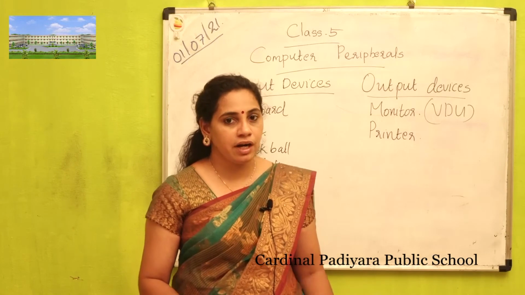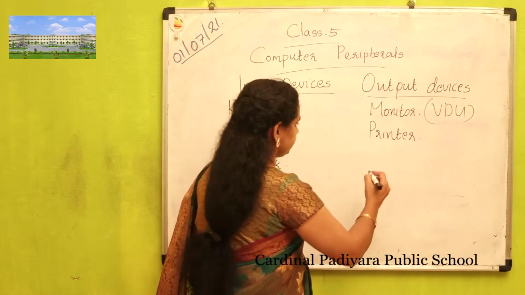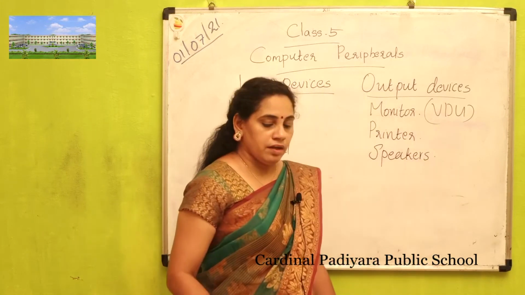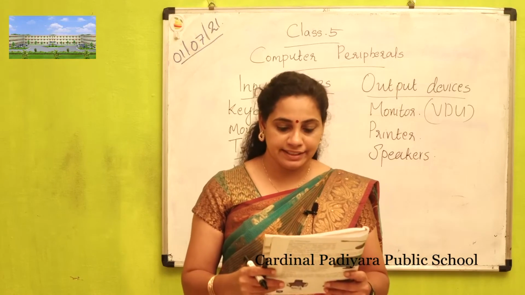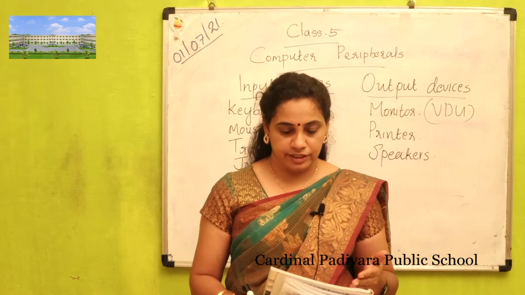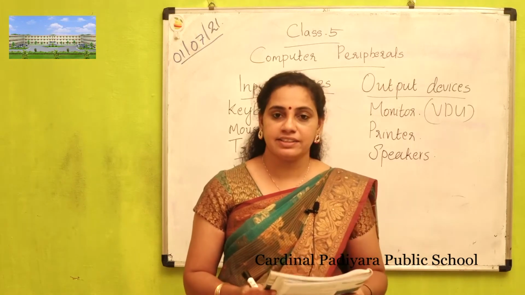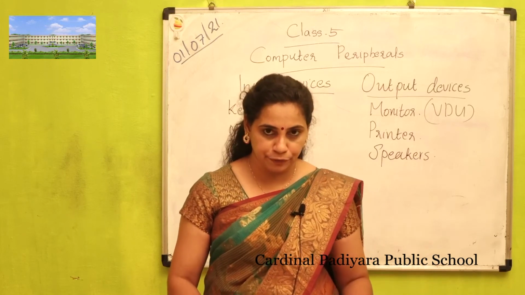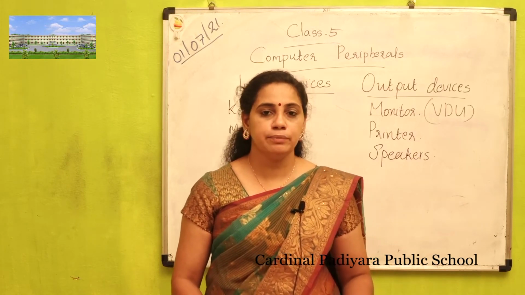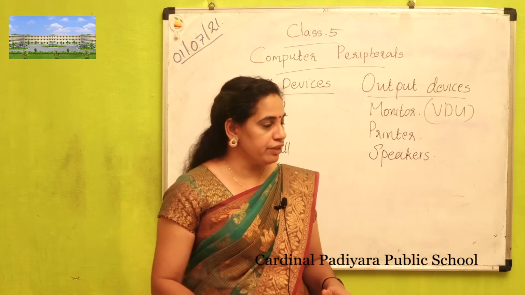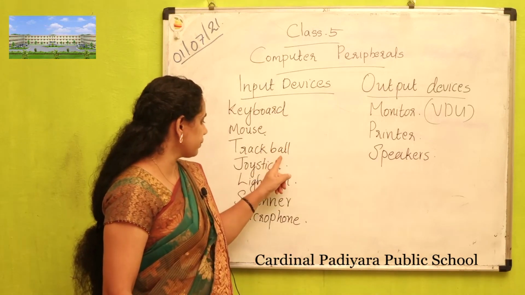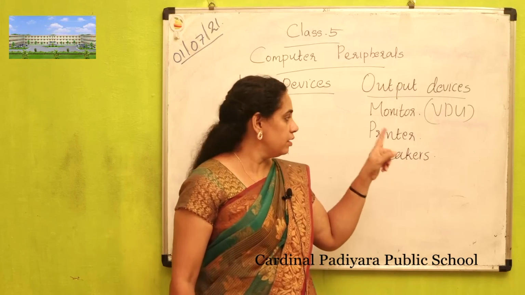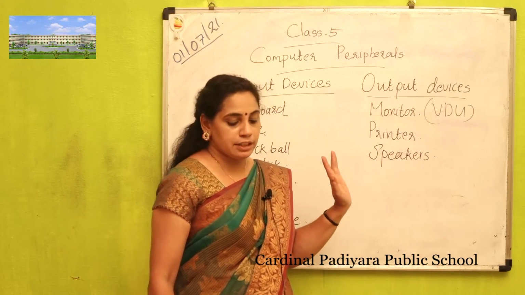And the next output device is speakers. Speakers are used to play music and sound from the computer. Once again, in this second chapter, computer peripherals, we discussed input devices and output devices. Input devices, examples: keyboard, mouse, trackball, joystick, light pen, scanner and microphone. And output devices, examples: monitor, printer and speakers.